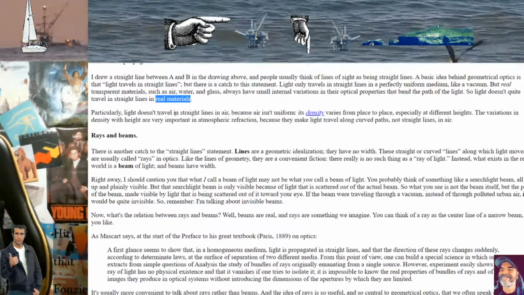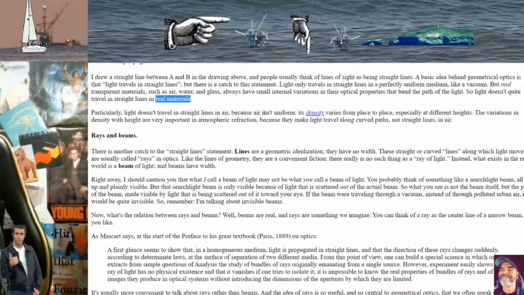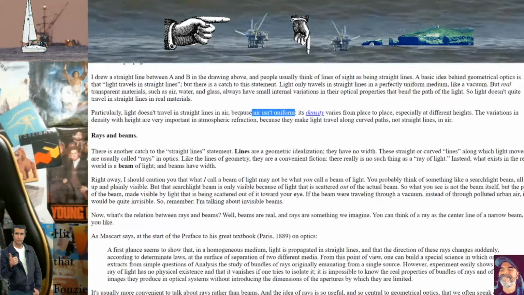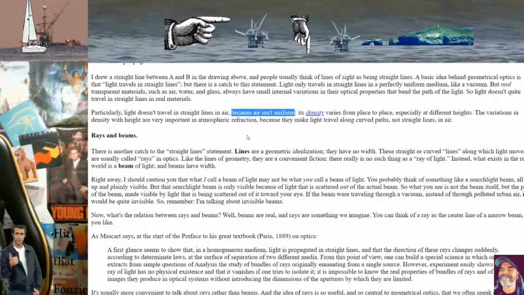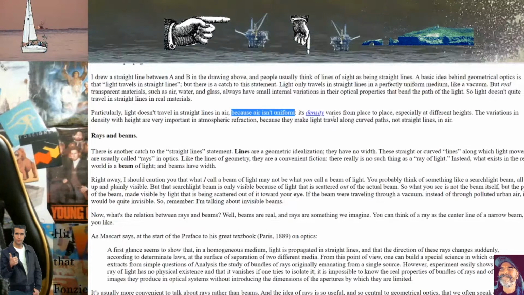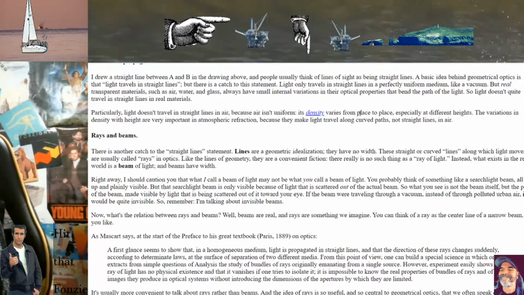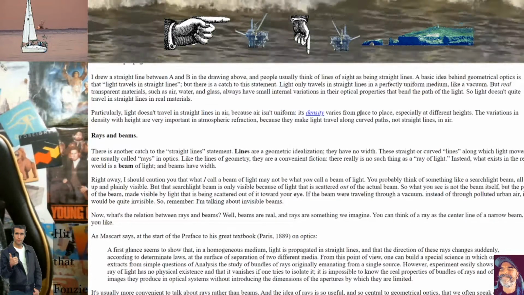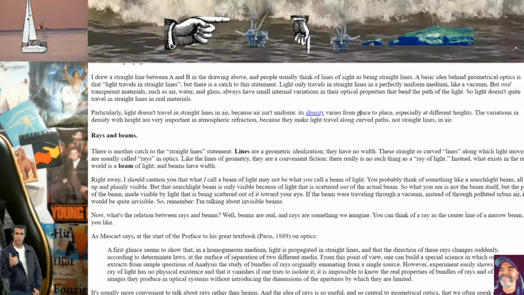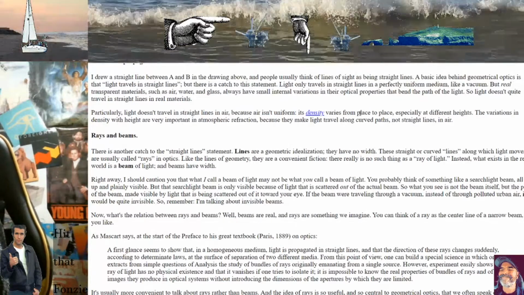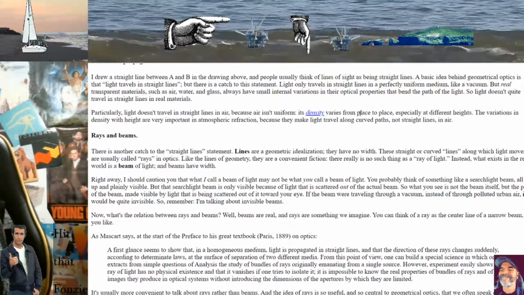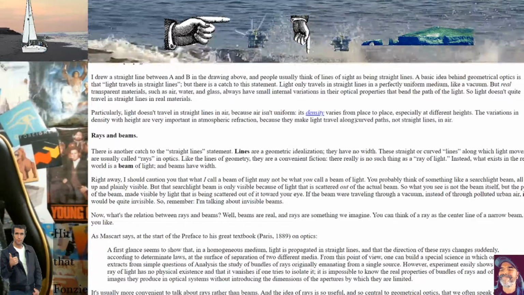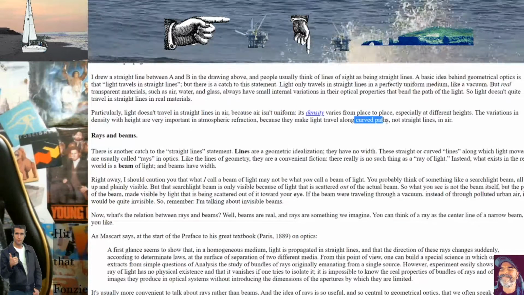Particularly, light does not travel in straight lines in air because air isn't uniform. Its density varies from place to place, especially at different heights. The variations in density with height are very important in atmospheric refraction because they make light travel along curved paths, not straight lines. This is the point of contention.